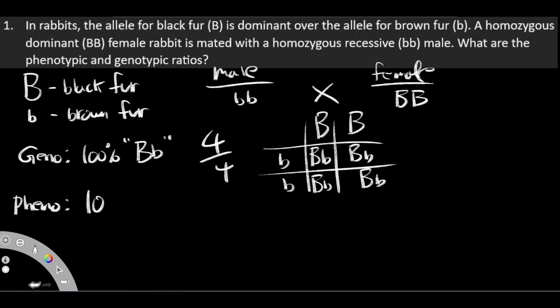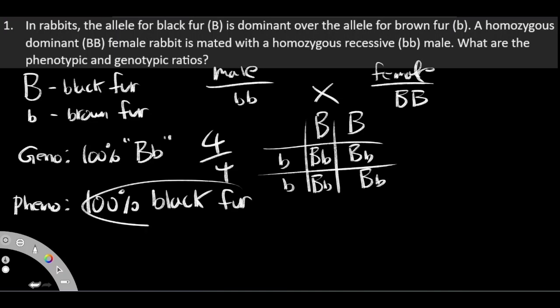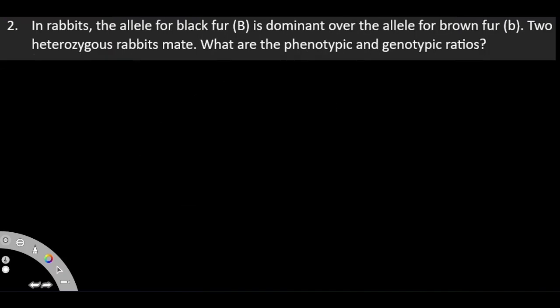Next we have phenotypic. Same thing, 100%. How is it going to look? It's just going to be black fur. If you were just observing the rabbit, it would look like a black-furred rabbit. Unless you do actual tests, you won't be able to know that it is a carrier for a recessive brown fur allele. Try this one on your own. Pause the video, and only resume once you've tried it out yourself and have gotten an answer.